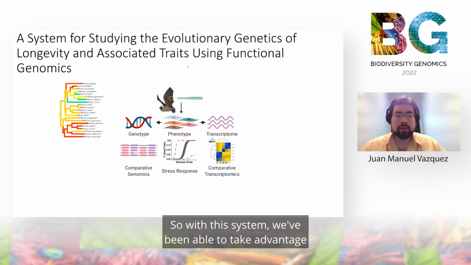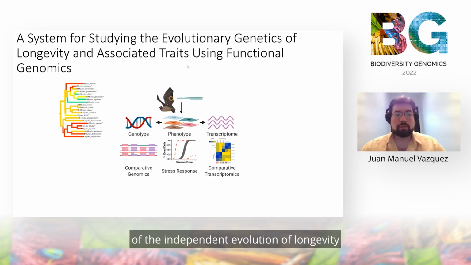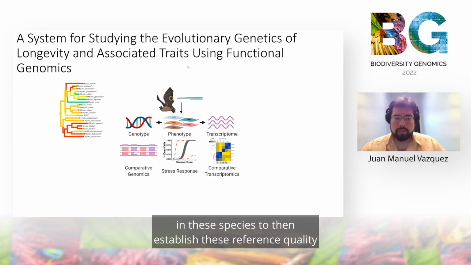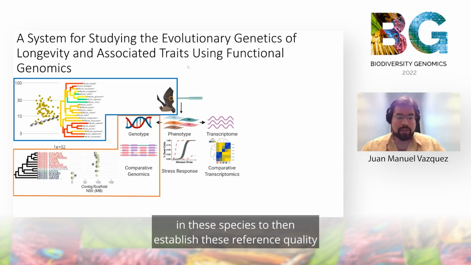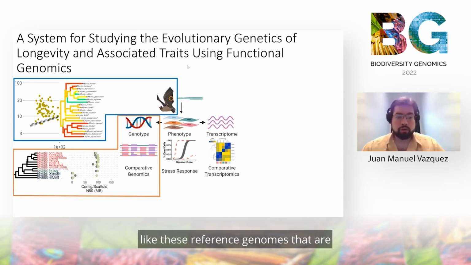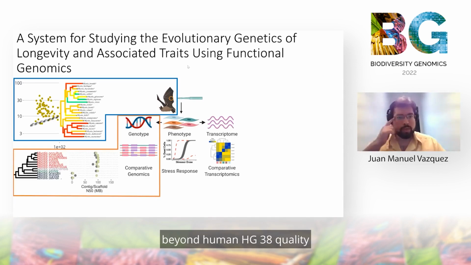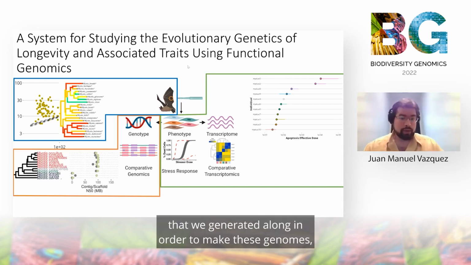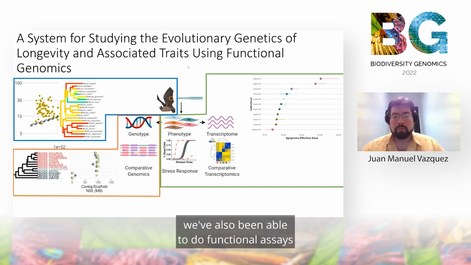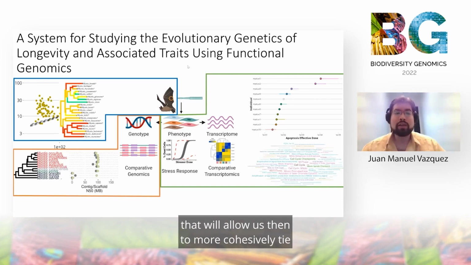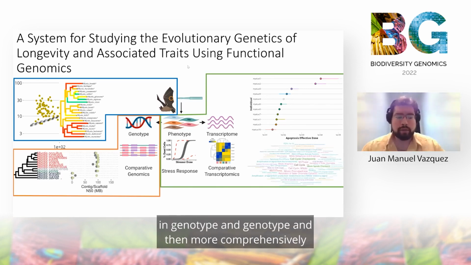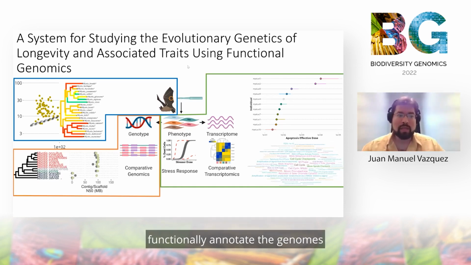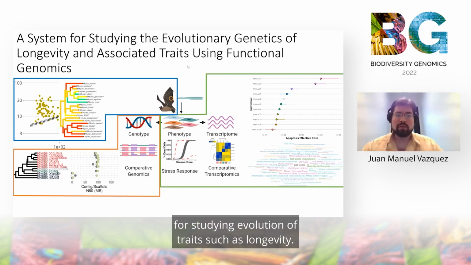So with this system, we've been able to take advantage of the independent evolution of longevity in these species to establish these reference genomes that are beyond human HG38 quality and approaching telomere to telomere quality. And using the cell lines that we generated in order to make these genomes, we've also been able to do functional assays that will allow us to more cohesively tie in phenotype and genotype, and more comprehensively functionally annotate the genomes and establish a robust methodology for studying evolution of traits such as longevity.